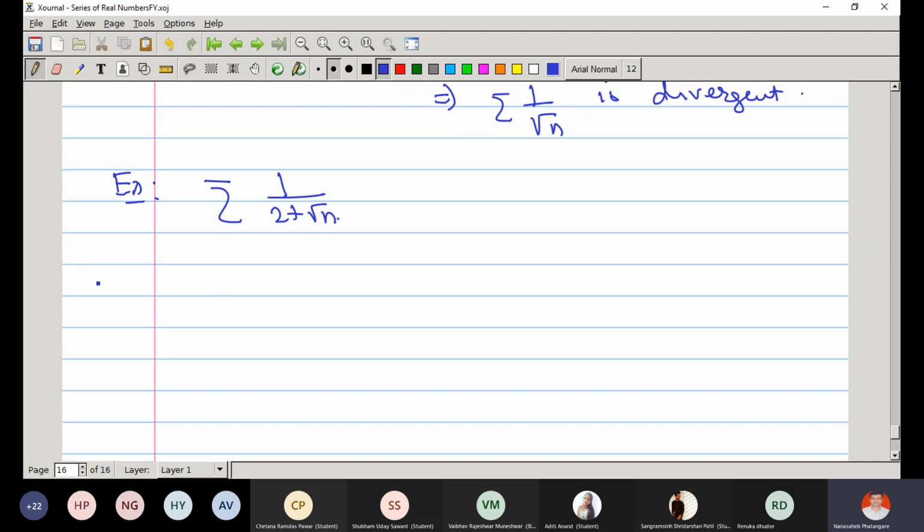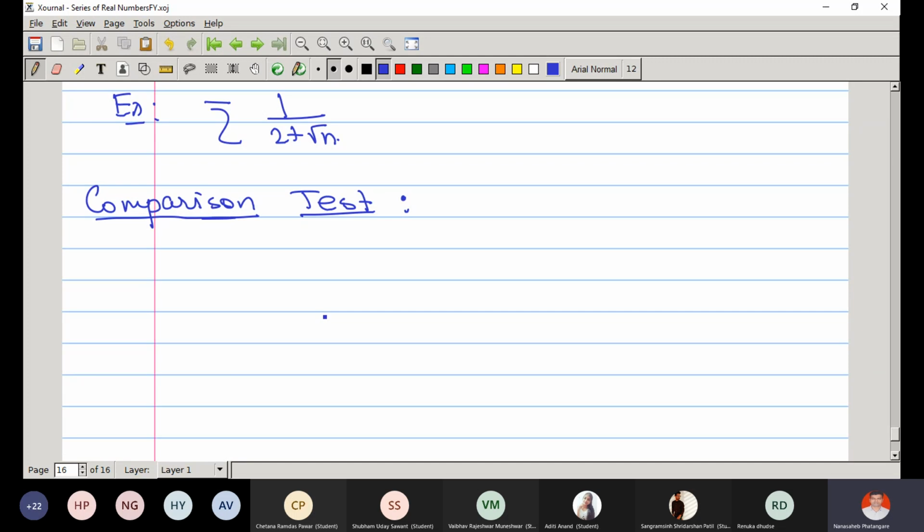So to answer this, there is a comparison test, and we know that the series 1 upon root n is divergent. So we can compare this with some divergent series or convergent series. From that we'll get some information.